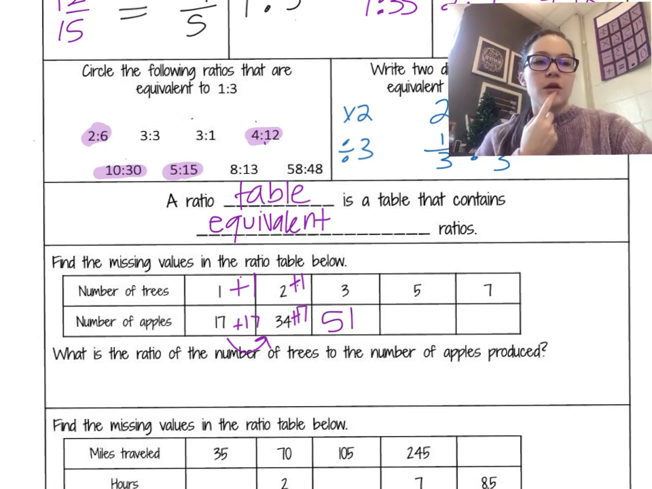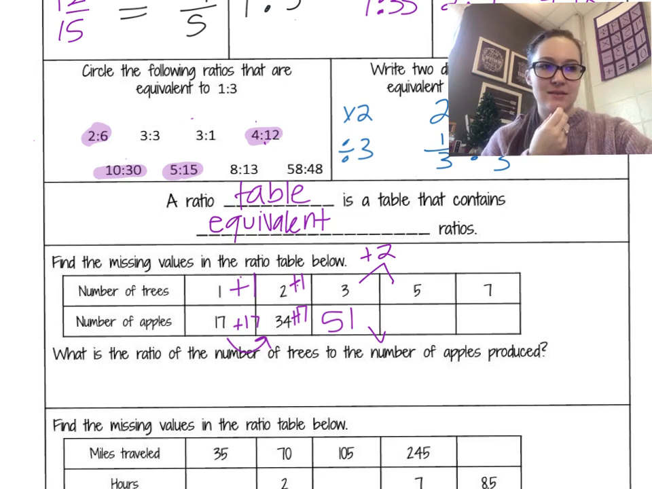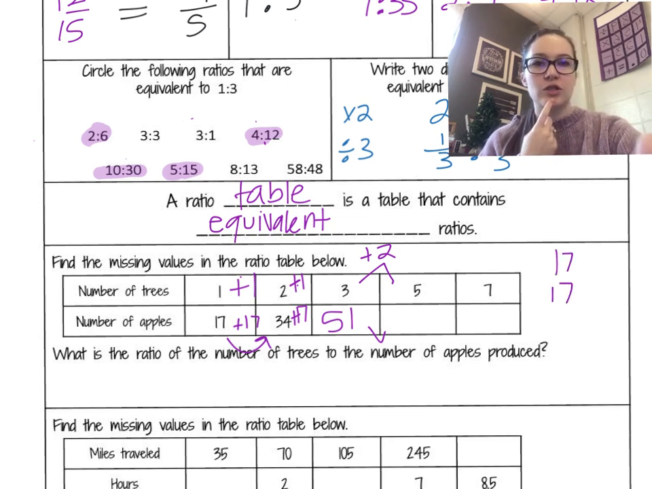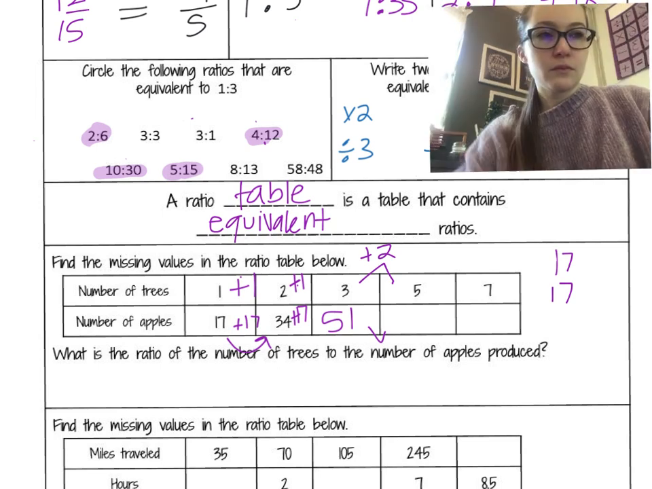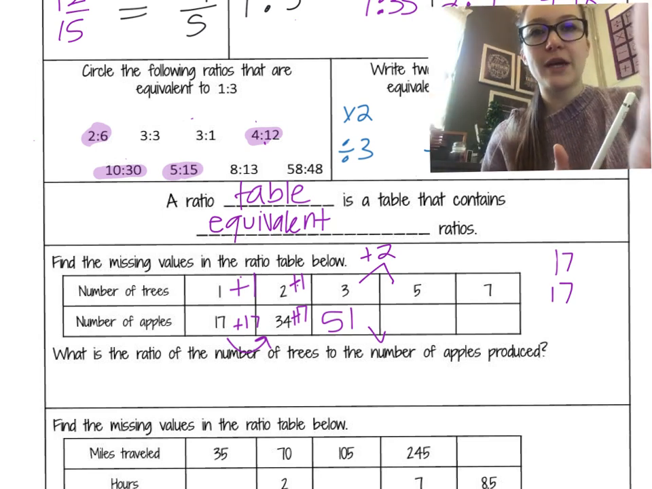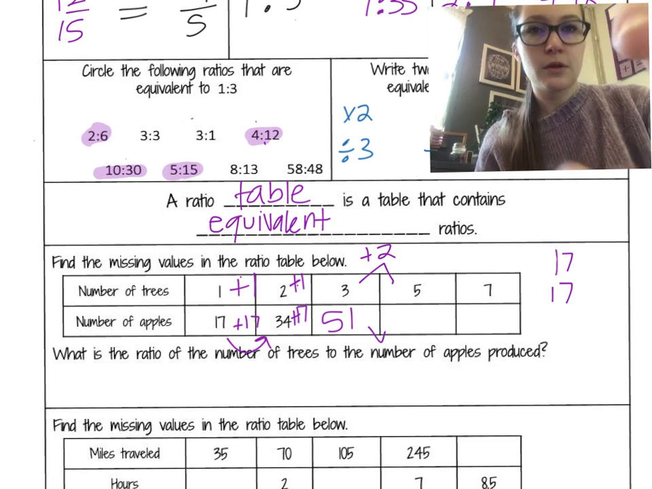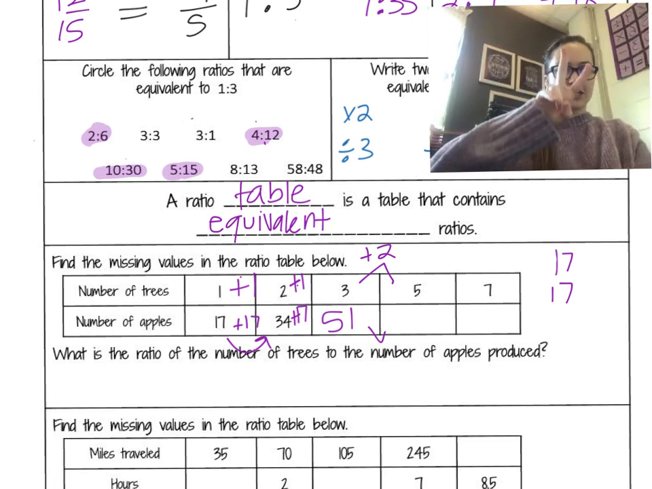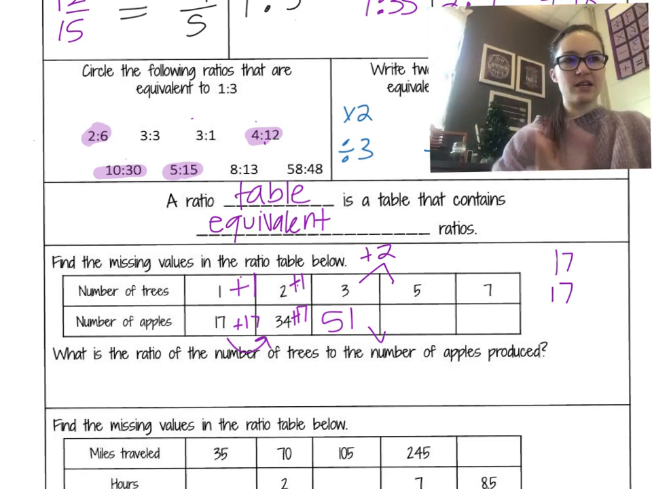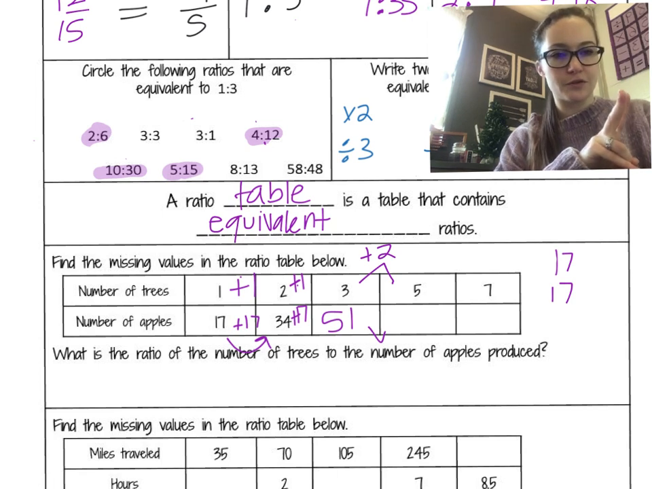Okay, from 3 to 5, I'm adding 2. So that means I have to add 2 sets of 17. So I have to add 17 plus 17, which is 34. So on that bottom row, we add 34, because we added 2 sets, so I have to add 17 and then 17, which is the total of 34.